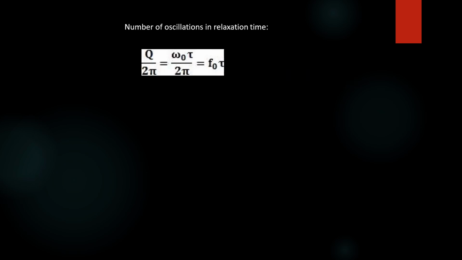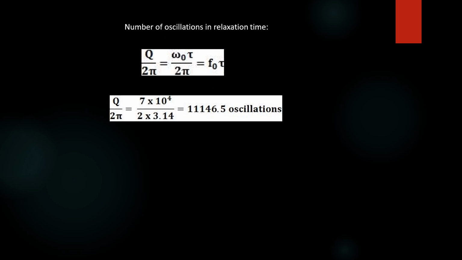Now the second part of the problem, you have to find the number of oscillations made during the relaxation time. This I had told you earlier, that is f0 tau equal to Q by 2 pi. f0 is the number of oscillations made in unit time. So f0 into tau will give you the number of oscillations made during the relaxation time. You know the value of Q. So Q by 2 pi will give you the number of oscillations made during the relaxation time.